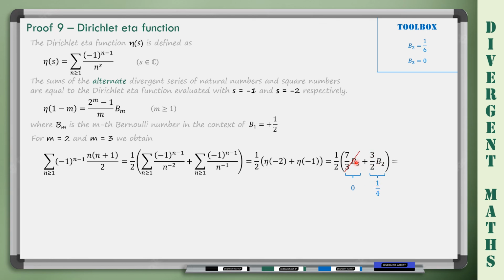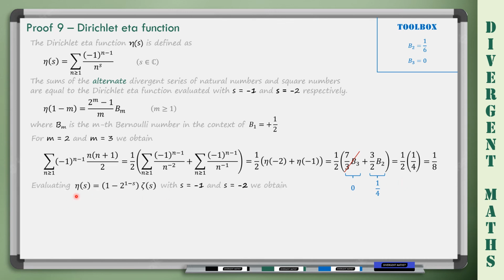Alright, so that one is gone and we are left with 1/2 of 1/4, which of course is equal to 1/8. So what we have actually proven here is that the sum of the alternating divergent series of triangular numbers is equal to 1/8. But we are not after that one. We are after the monotonic version of the divergent series of triangular numbers. So how do we recover from here?